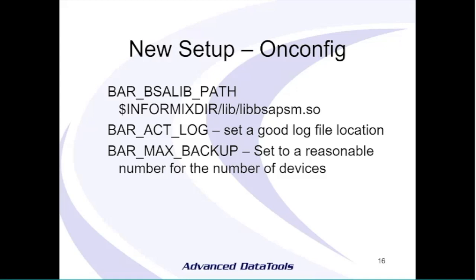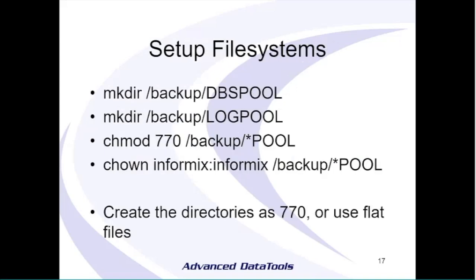So next up is our file system. In our case, we're going to do a backup to directory. So we're going to create 2 directories, backup/dbs_pool and backup/log_pool. We want them 770. Change the ownership to informix. If you've backed up to tape, this should look very familiar. And we want to make sure to use 770, or if we're using flat files, it's going to be 660. Because these are backed up dbspaces, obviously we don't want them world readable, because we don't want anyone on the system to be able to go poke around our backups.